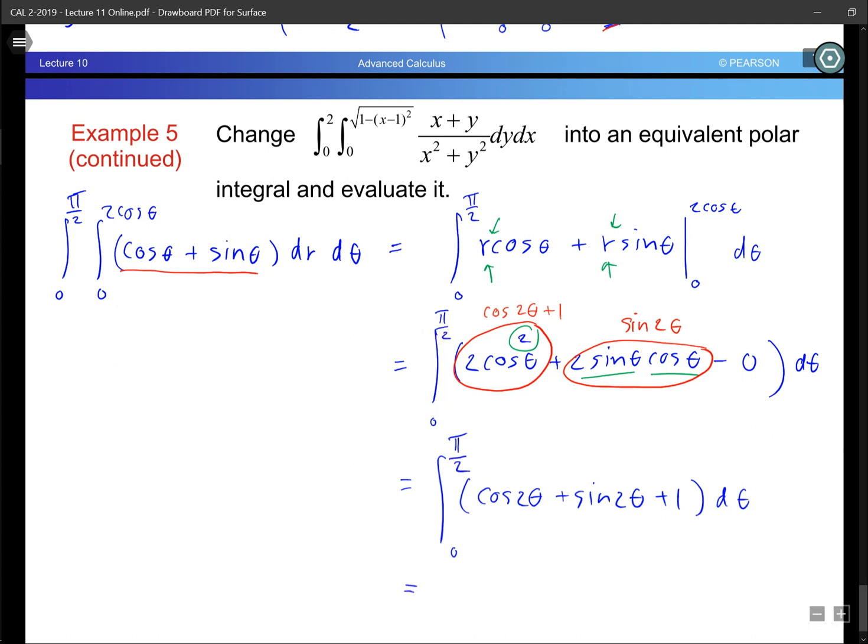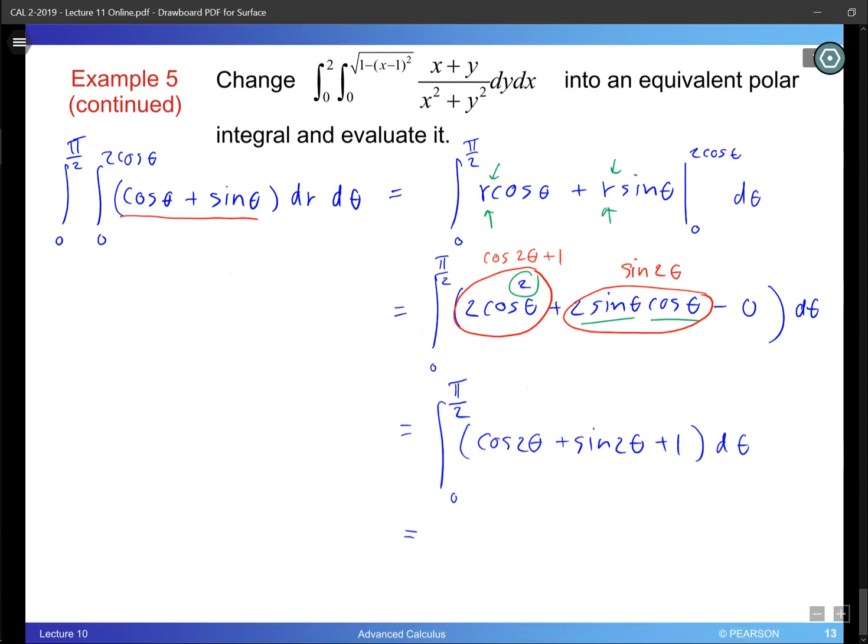Alright, at this point it should be easy. So integrate cosine 2 theta, it becomes sine 2 theta divided by 2 from the chain rule backward. Integrate sine 2 theta, it becomes minus cosine 2 theta divided by 2. Integrate 1, this becomes theta. We have to evaluate this at 0 and pi over 2. Okay, I'm going to continue right here.